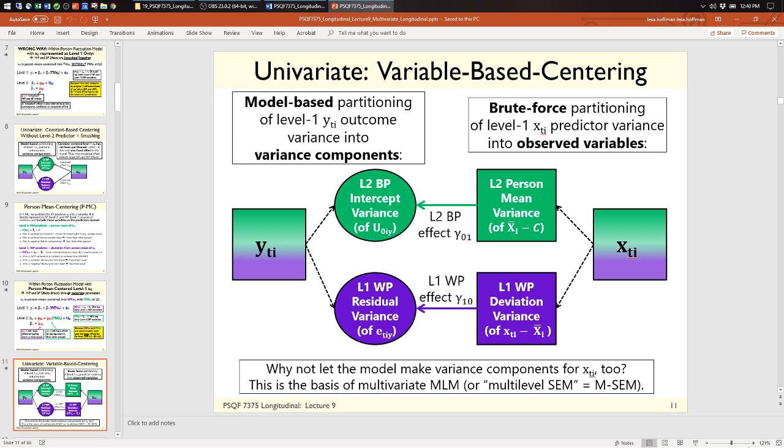And this is perfectly fine in some situations in which the only kind of between person variance that's lurking in the time varying predictor is in mean differences. But putting it in this type of picture makes it more obvious that we're not treating X and Y the same way. We're allowing the model to distinguish between person variance at level 2 and the intercept from within person variance in the residual at level 1, whereas we're trying to do that ourselves via observed boxes. So let's not do that. Let's let the model do it for both.